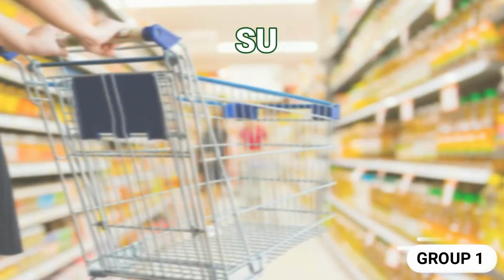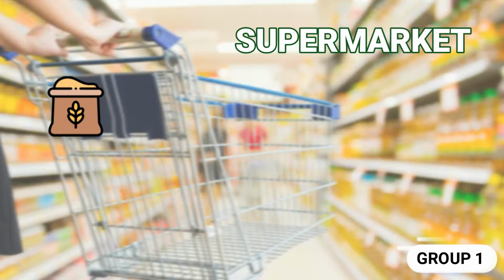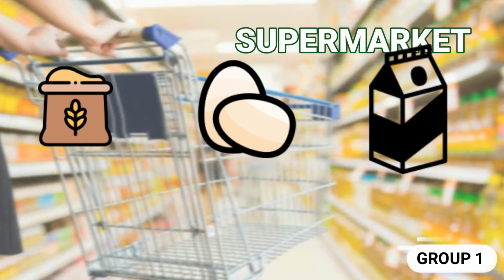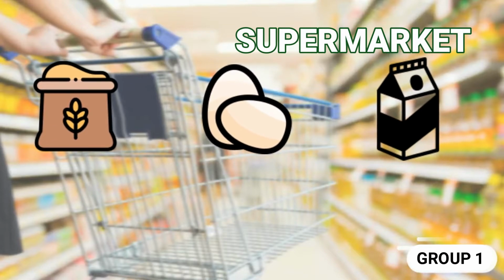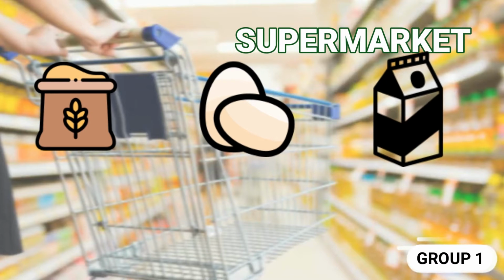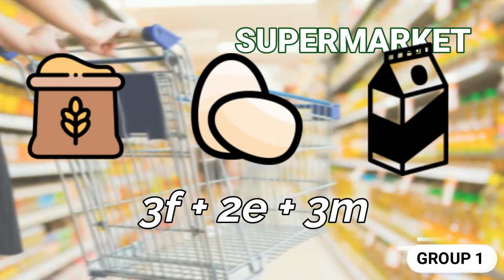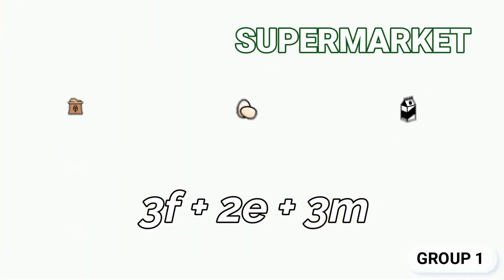How about in the supermarket? You might want to know how much 3 pounds of flour, 2 dozen eggs, and 3 quarts of milk cost. Before you check the prices, construct a simple polynomial letting f denote the price of flour, e denote the price of a dozen eggs, and m the price of a quart of milk. It looks like this: 3f + 2e + 3m. If flour costs $4.49, eggs cost $3.59 a dozen, and milk costs $1.79 a quart, you will be charged 3 times 4.49 plus 2 times 3.59 plus 3 times 1.79, which is equal to $26.02 at checkout plus tax.